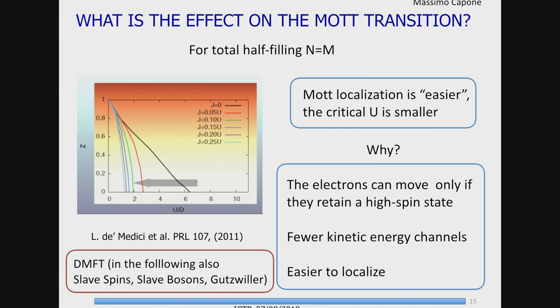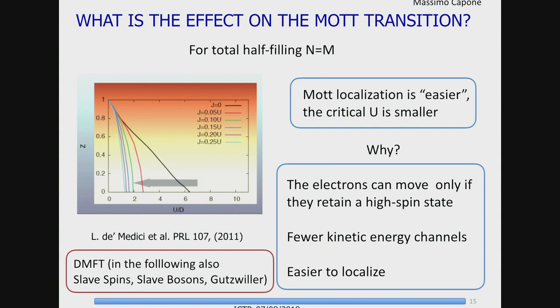So let me start from a situation where you have the system at total half-filling. So for our case of five orbitals, this would mean five electrons in the bands. You look at Z. Z is this quasi-particle weight, which you can picture now as basically the inverse of the effective mass enhancement factor. So when Z goes to zero, we will have a Mott insulator. When Z equals one, you have a non-interacting system. Black line is J equals zero. And if you increase J, you obtain this data. So these data are telling you something quite simple. If you increase J, it's easier to localize the electrons. Z drops faster. So you need a smaller U to obtain Mott localization.